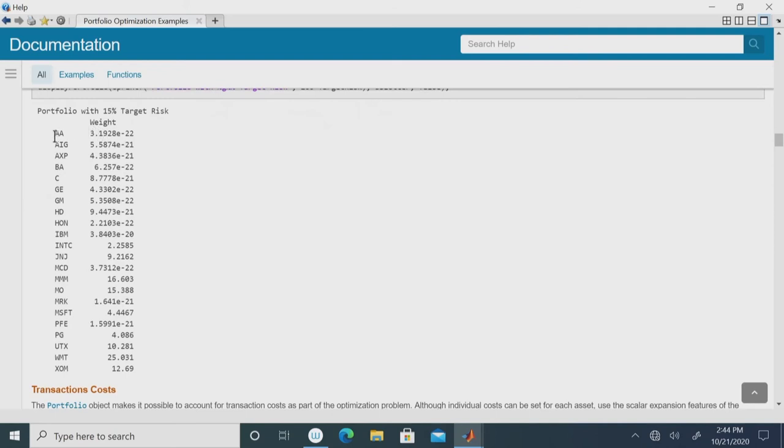So, this, as you can see, has a much larger number of assets in it. In particular, I want to identify the ones which actually have more than 10%. The first one you can identify is MMM, which is 16%. This is the company 3M. The next is MO, which is 15%, this is Microsoft. And then we have UTX, which is 10%. As already mentioned, this is going to be Raytheon Technologies. And you have 25% for WMT, that is Walmart, and 12.69% for XOM, which is ExxonMobil.